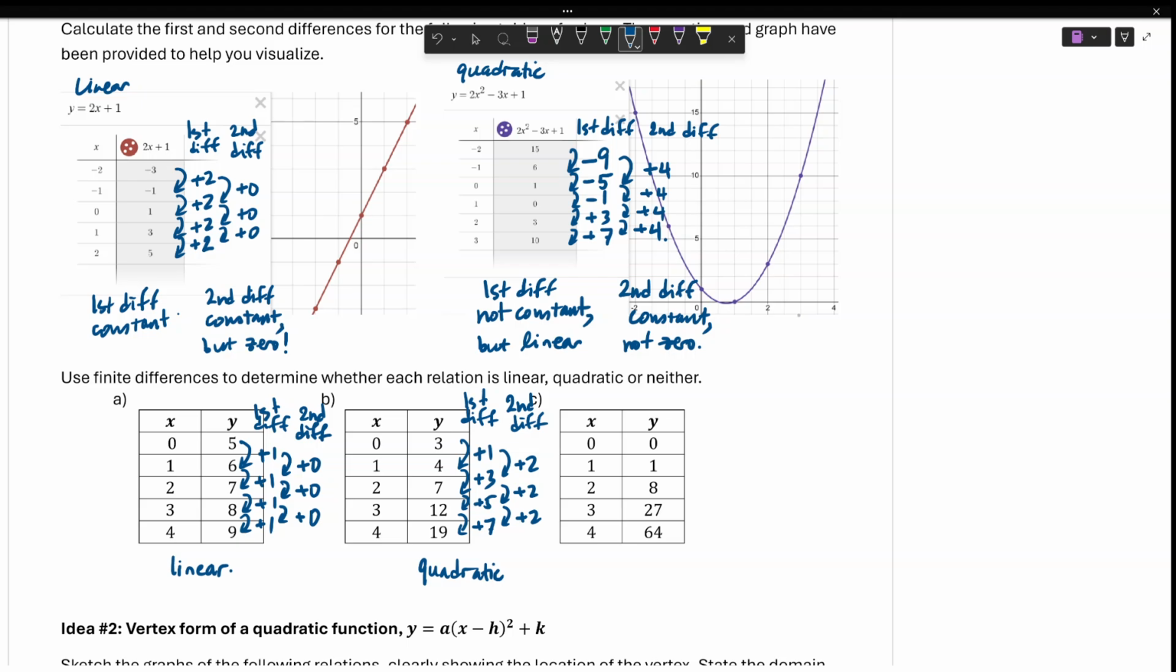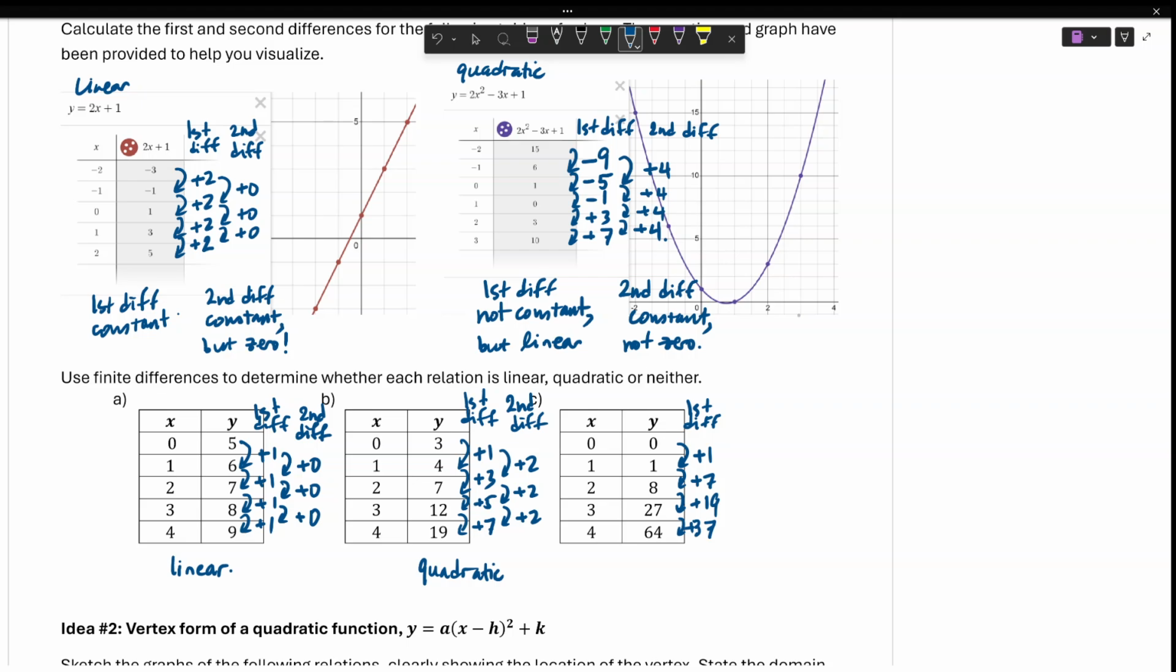The last one, you have 0, 0, 1, 1, 2, 8, 3, 27, 4, 64. You may recognize this function, but if you don't, let's calculate the first differences. It's going to be 1, 7, what is that? 27 minus 8 is 19. And then 64 minus 27 is 37. So, okay, it's definitely not linear. It keeps changing.